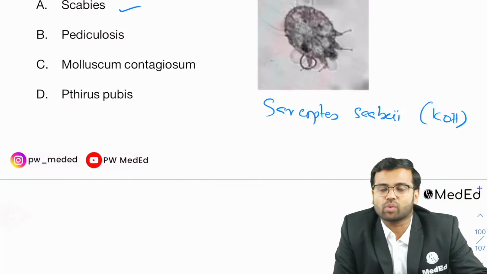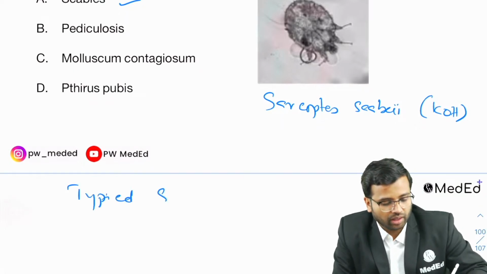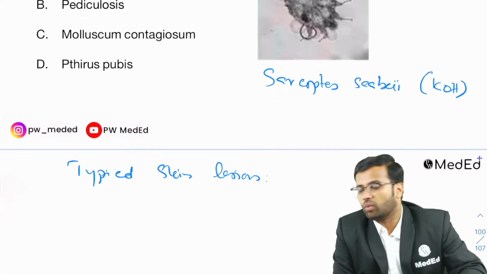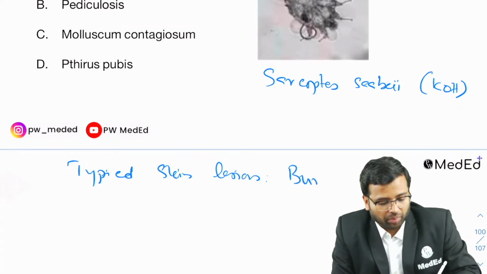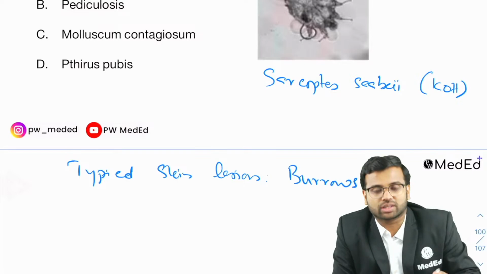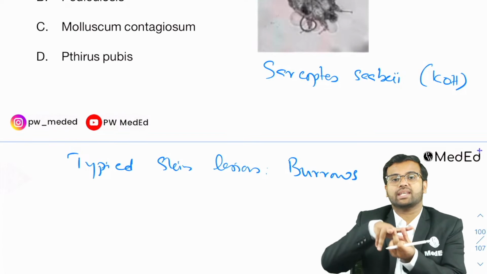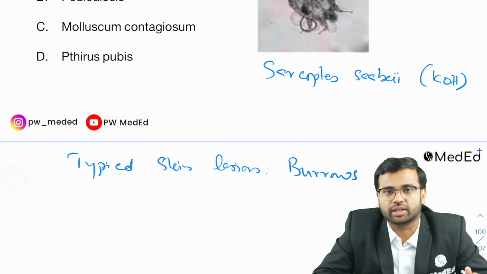Now in scabies, what happens? What is a typical skin lesion? The typical skin lesion in scabies is called the burrows. These are S-shaped serpiginous pathways that you can see especially around the finger webs.